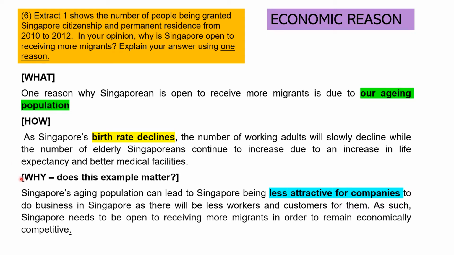So why does this example matter? Now, if we have an aging population, Singapore will be less attractive for companies. So that is why we need to attract more migrants coming in, so that we are able to be economically competitive. Now, the meaning of economically competitive is that businesses will choose us versus other countries that have a younger working population.